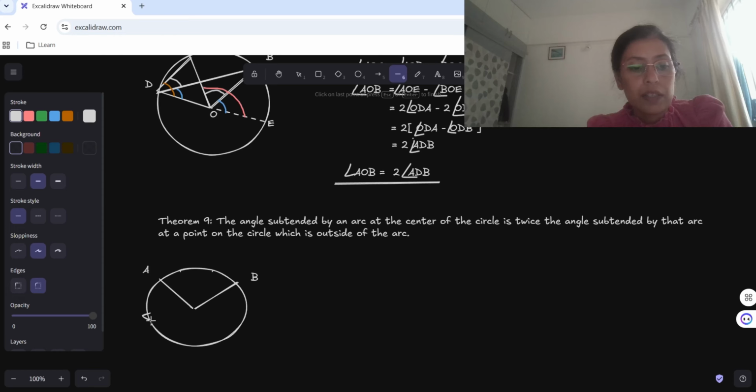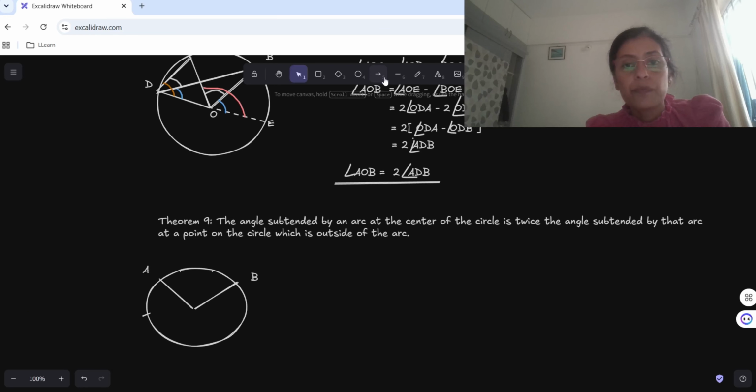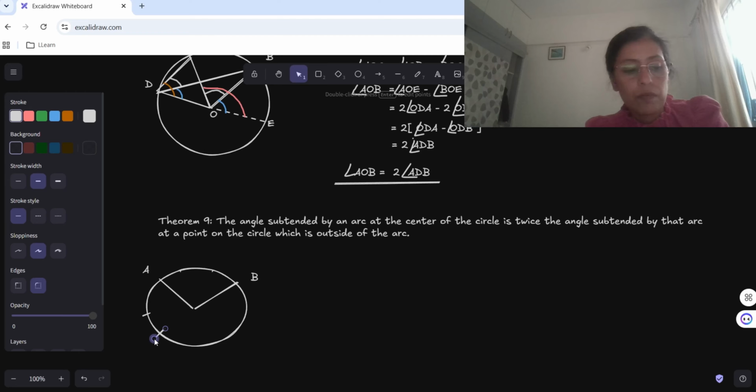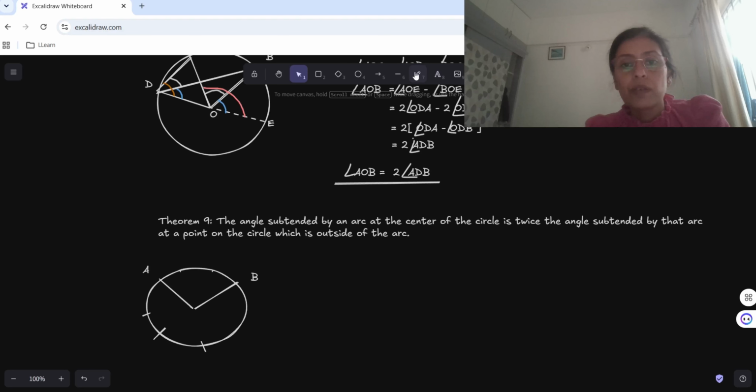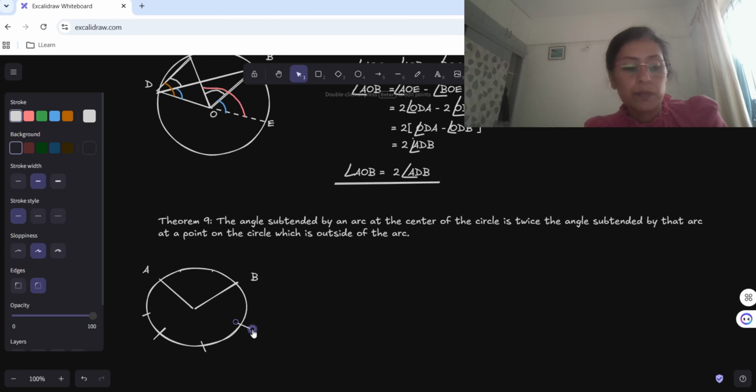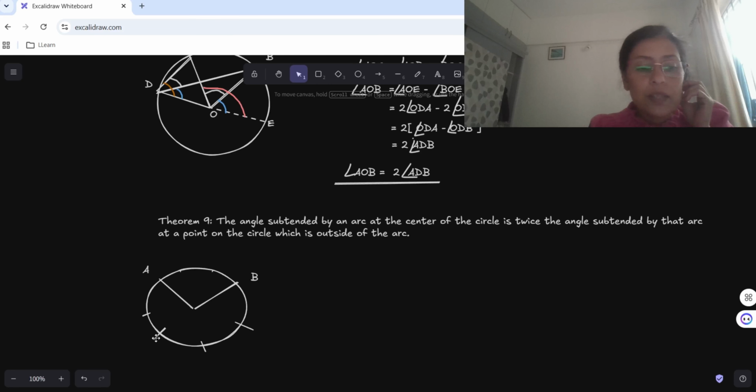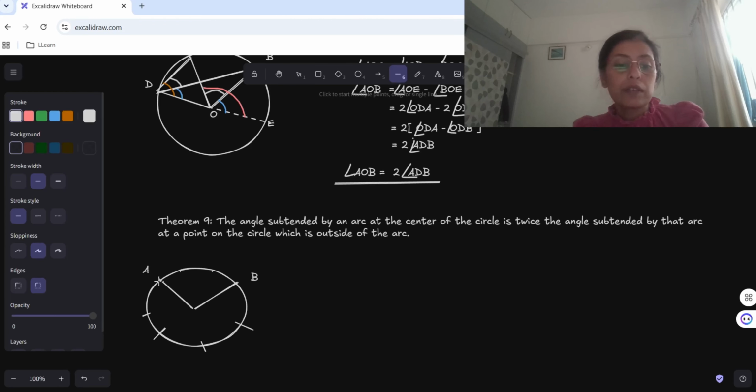Now you can take any point on the circle which is outside of it, whether it is this point, whether it is this point, whether it is this point, or it is this point. Any point on this circle you can take. Whatever point you take, if you join the endpoints of the arc to this point, the angle made will always be half of what it made at the center.